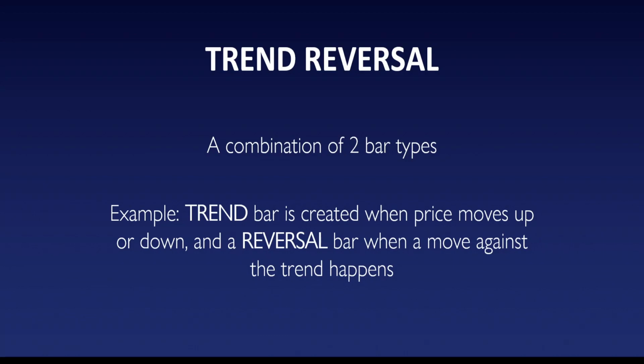Last week we talked about what was, in my opinion, the most complex one. It required a whole separate dedicated stream: the trend reversal. A trend reversal is a chart type that consists of two bar types, a trending bar and a reversal bar. A trending bar is created when price moves up or down a set amount of ticks, and a reversal bar is printed when price moves against that trending bar a specified amount of ticks. So basically, when price moves in the opposite direction of a trending bar, you will get a reversal bar.